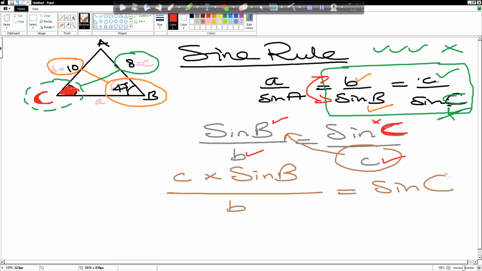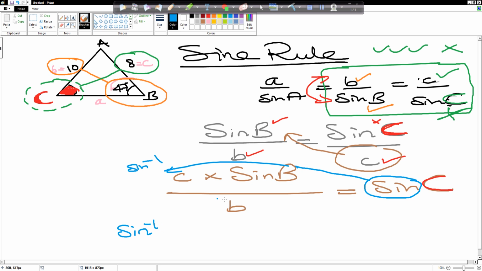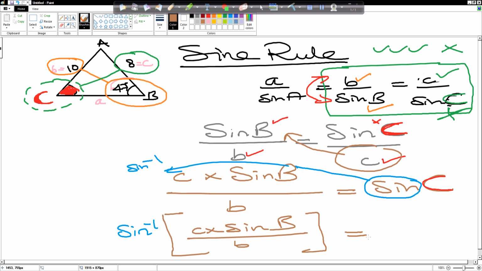Let's put the C back into red. So color coding stays the same as the big C we're talking about over here. Now, I need to get rid of the sine because I don't want sine C, I want just C. So what's the opposite of sine? Taking the function sine over, sine minus 1, inverse sine. So we can rewrite it here now as sine to the minus 1 of little c times sine of big B divided by little b, close the bracket, is equal to our C. Now we are in the position where we can start putting in the values.